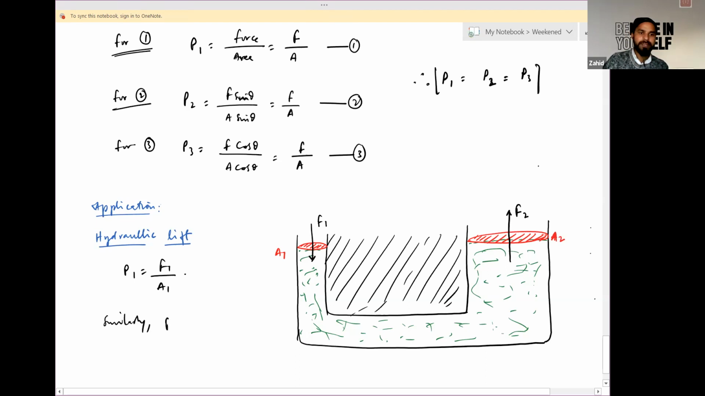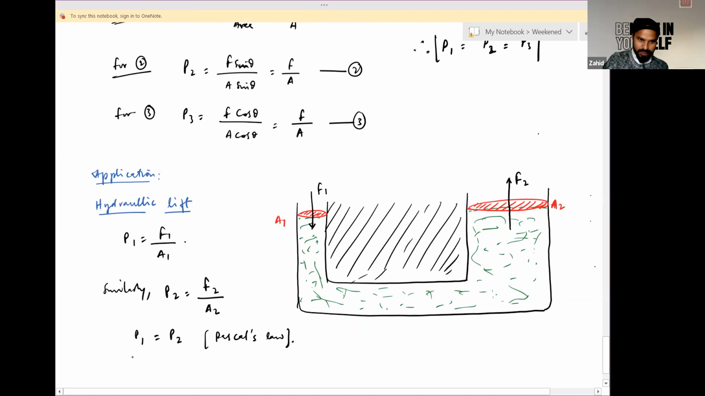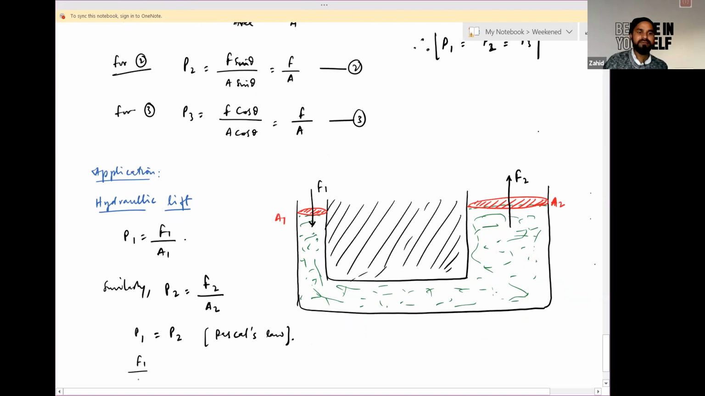Similarly, pressure at point 2 will be F2 by A2. So according to Pascal's law, pressure at first point should be equal to pressure at second point. So on putting all the values, you will get F1 by A1 equals F2 by A2.